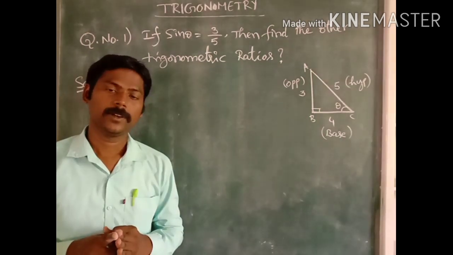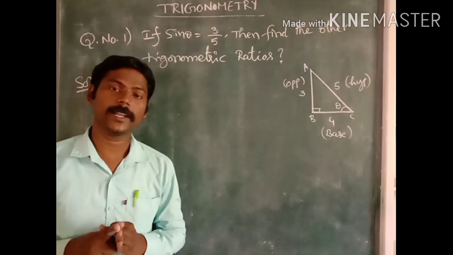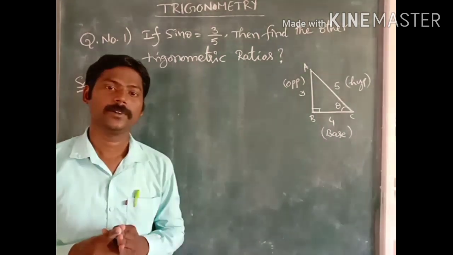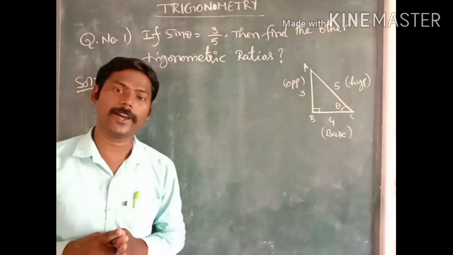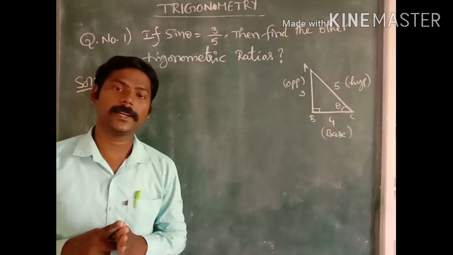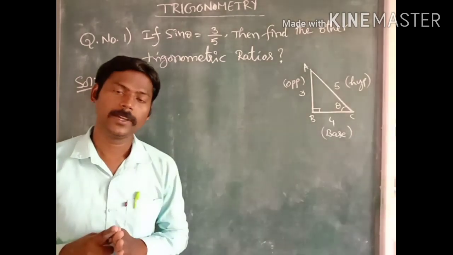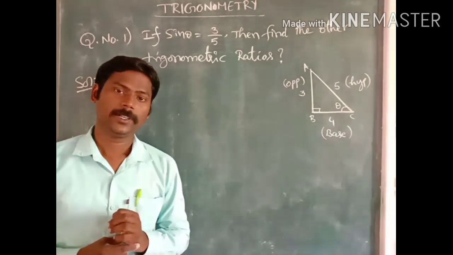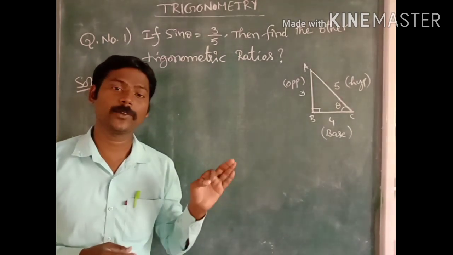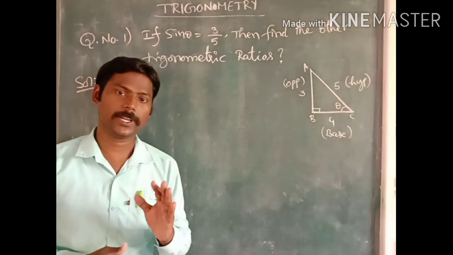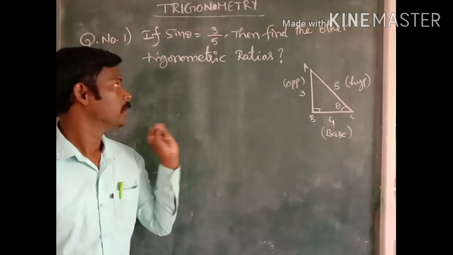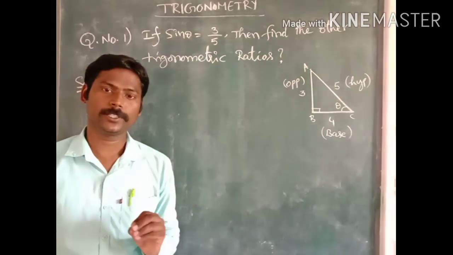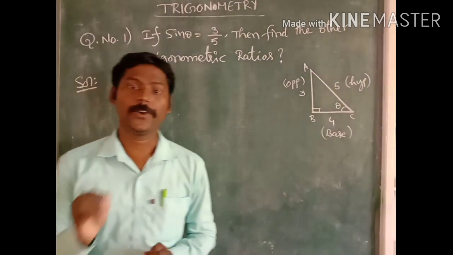Third one, how to draw the right angle triangle based on the trigonometric ratio. Fourth one, you can identify the given values on the rough right angle triangle. Next, fifth point, you can find the unknown quantity. Once again, remember all of you, to solve any problem to find trigonometric ratios, you must remember 5 things.